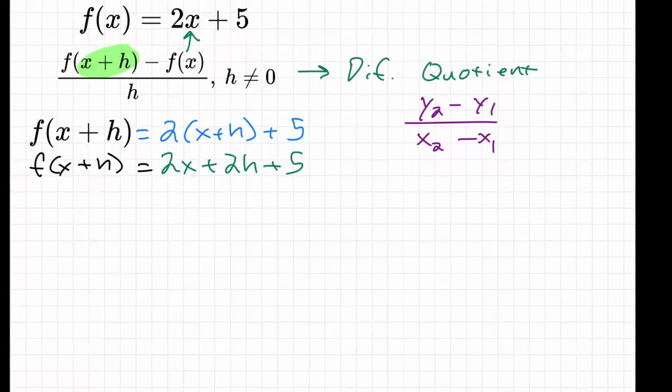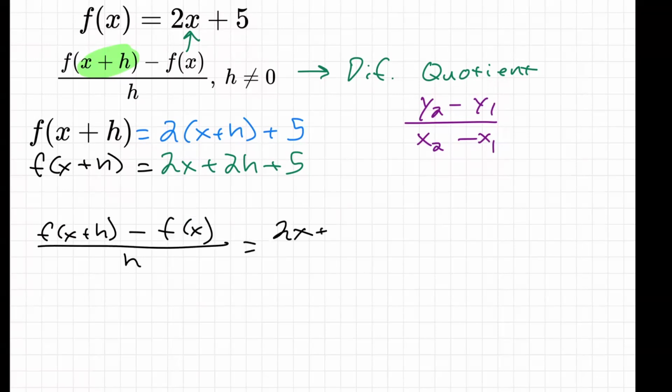Once I get that though, we can now plug it into that fraction that we're looking at up here, right? We could say, hey, I have f of x plus h now, I have my f of x. Just make sure to put it all over h, so we'll have 2x plus 2h plus 5 minus 2x plus 5, all over h.